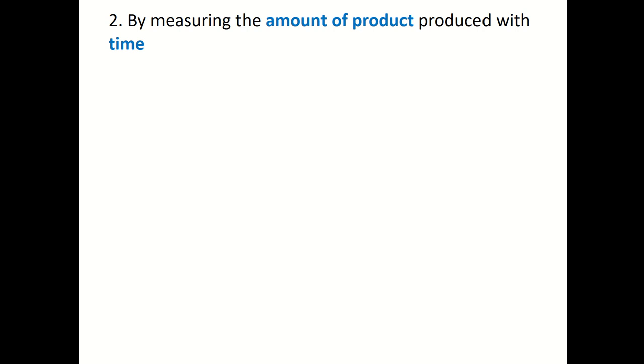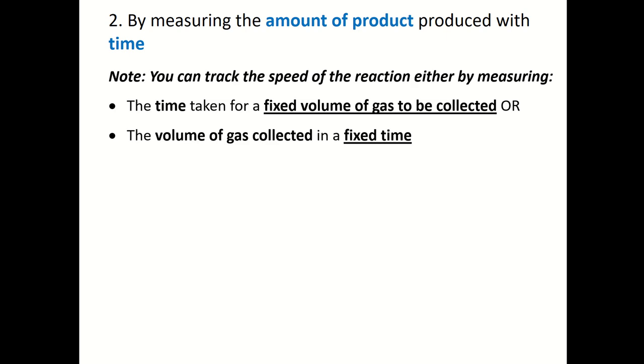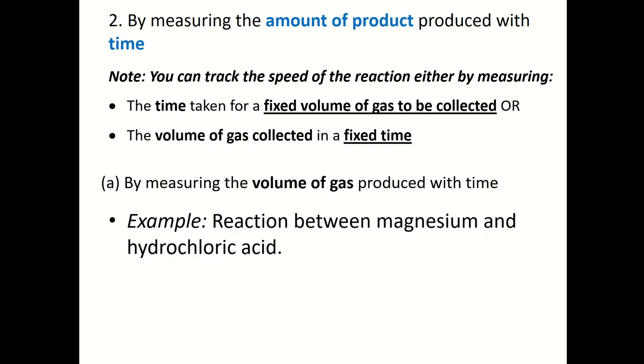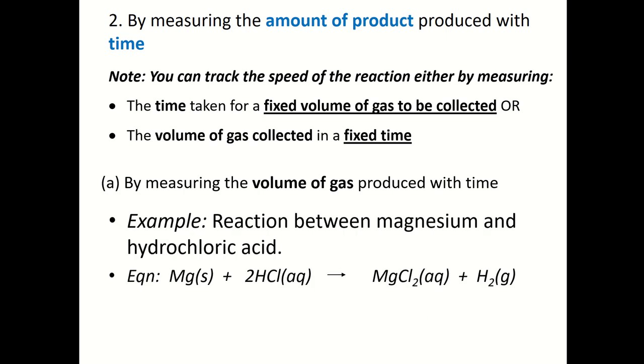So we'll focus on the first example first, which is when in a reaction, gas is being produced. So we can track the speed of reaction by measuring the time taken for a fixed volume of gas collected or the volume of gas collected in a fixed period of time. So this is for reactions that produce a gas.